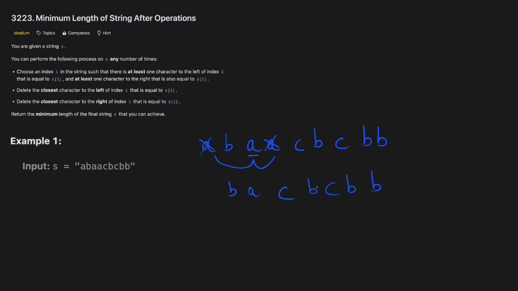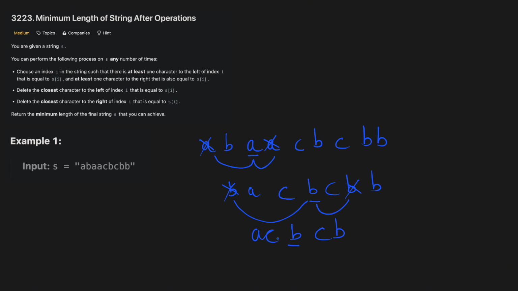So now we move on to B, and now B has two characters on its right and one character on its left which is identical to it. So we will delete the nearest ones. So we will delete this B and this B. So now our string becomes AC, BC, B. And now this B does have one identical character on the right of it but not on the left of it. Similarly, this B doesn't have any character on the right of it which is identical to it, but it does have on the left of it.